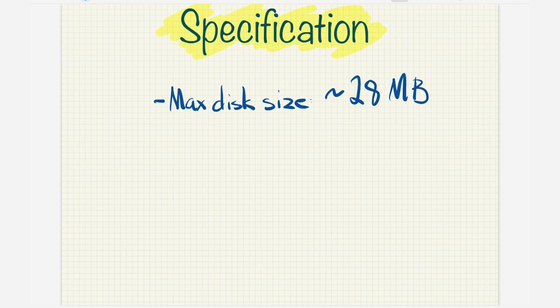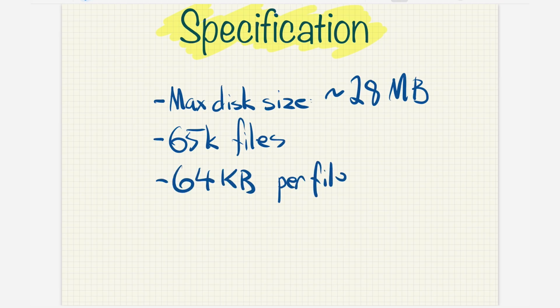Okay, so one thing will be the max disk size. And the maximum disk size will be around 28 megabytes. And the file system will support around 65,000 files. And each file will have a maximum file size of 64 kilobytes. And this has to do with my operating system.